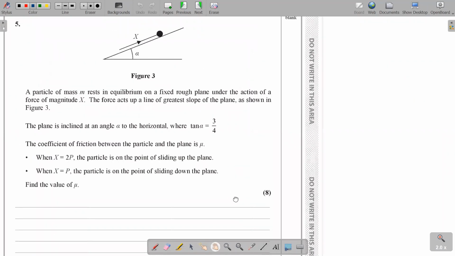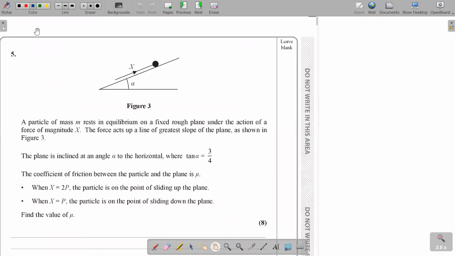First things first, when they give you this tan alpha, the first thing is you draw the required triangle. We need to find sine alpha and cos alpha. Tan alpha is opposite over adjacent, right? So by using Pythagoras theorem, the hypotenuse becomes 5. Are you all okay with that? So who is sine alpha? Sine alpha is opposite over hypotenuse, am I correct? And cos alpha is adjacent over hypotenuse, which is 4/5. Do you agree with my working?